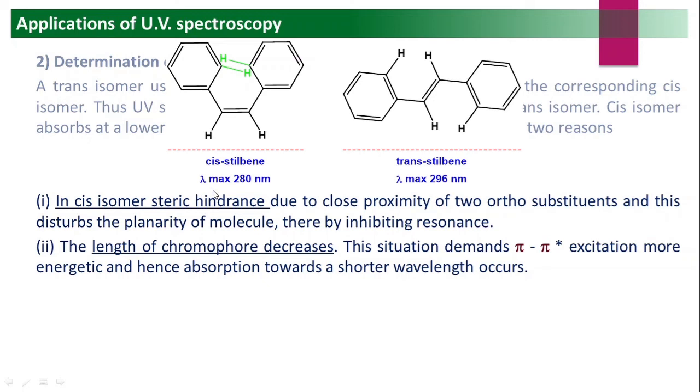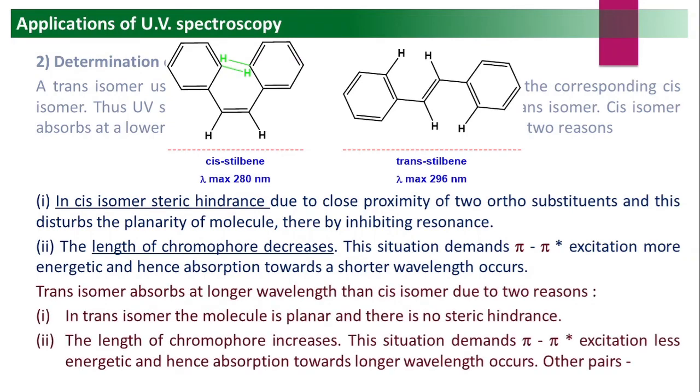One is that the cis isomer has a steric hindrance. There is a loss of resonance or inhibition of the resonance that decreases the lambda max. Second reason is the length of the chromophore is decreased in the case of the cis isomer, and that is higher in the case of the trans isomer. So the trans isomer absorbs at a longer wavelength than the cis isomer due to these two reasons.